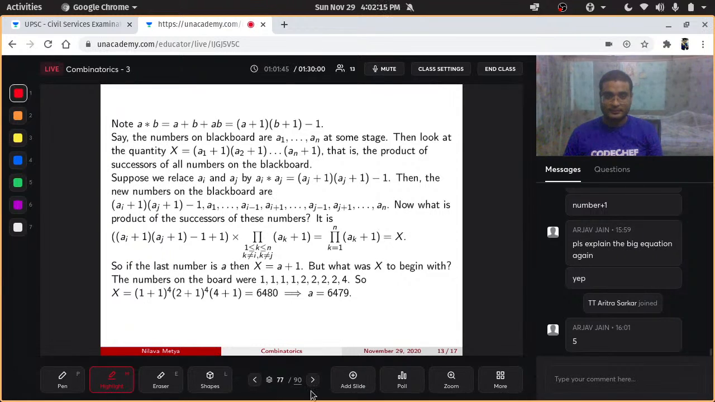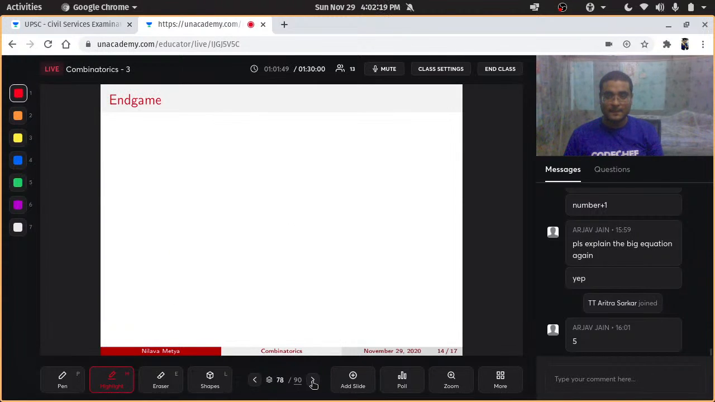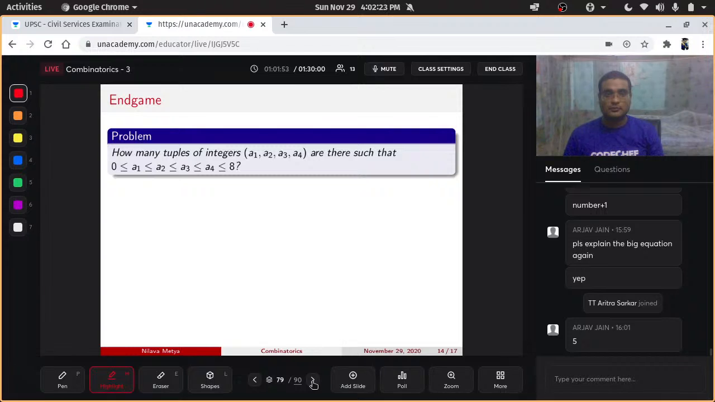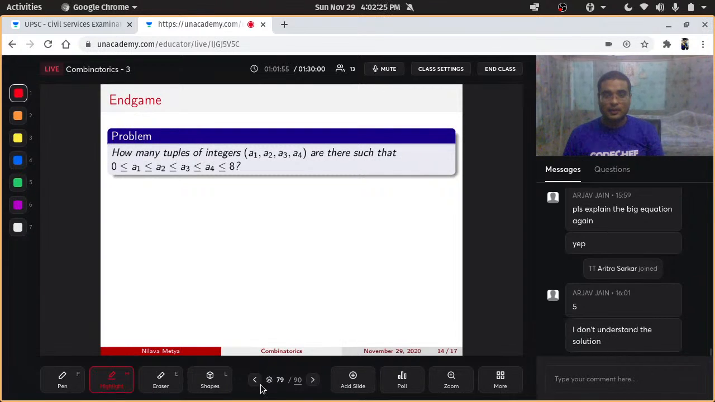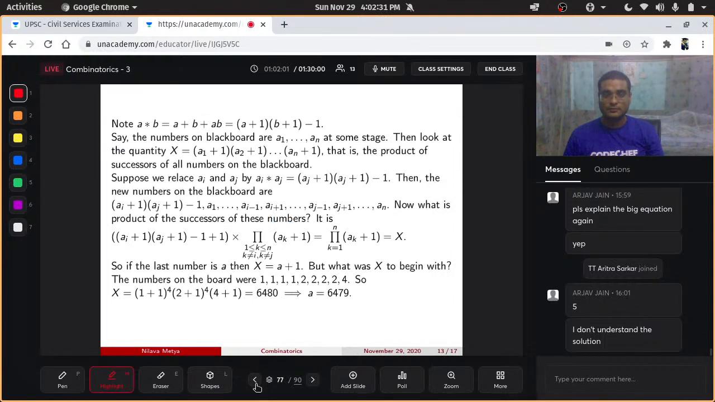All right, this was a pretty nice problem, and the final problem for today. So, Arav, what did you not understand? Can you tell me explicitly which part I should re-explain?